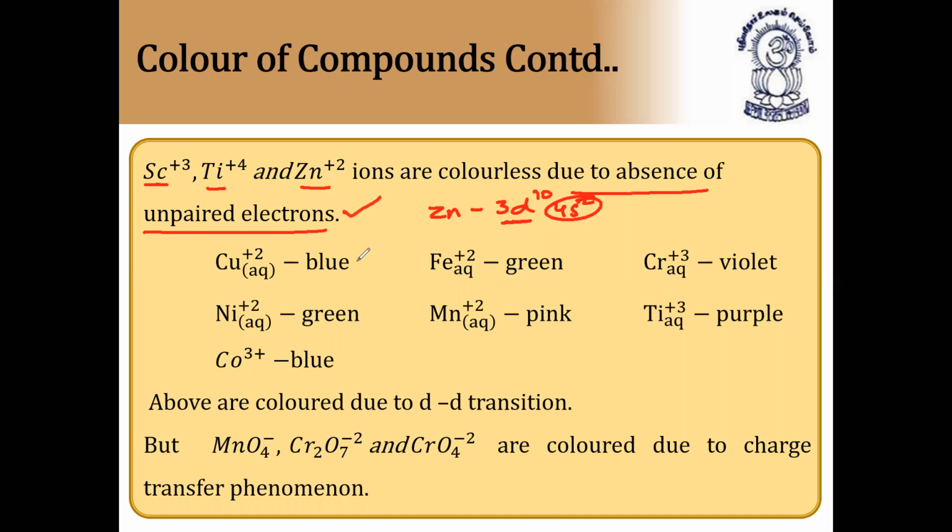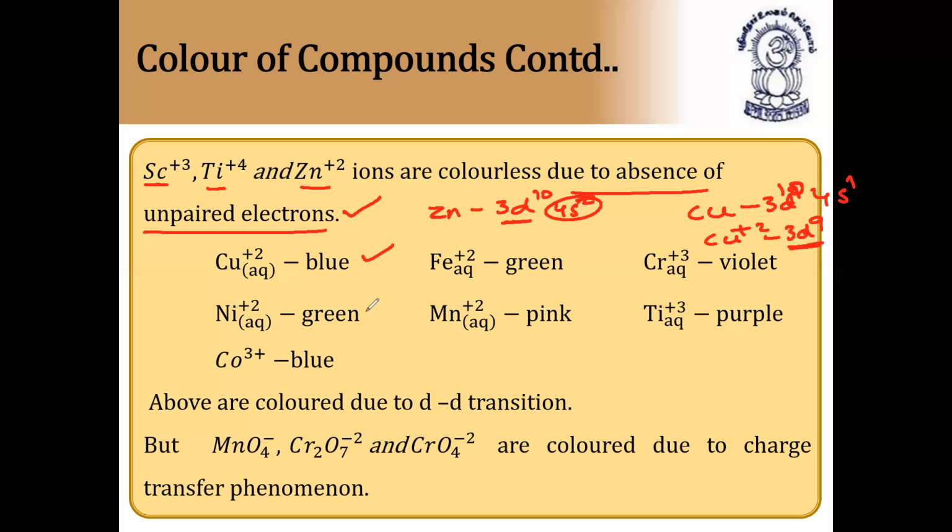Cu+2 has one unpaired electron because copper configuration is 3d10 4s1, an unusual configuration. If you remove two electrons, copper 2+ becomes 3d9. It has one unpaired electron. So due to this unpaired electron, it exhibits blue color.